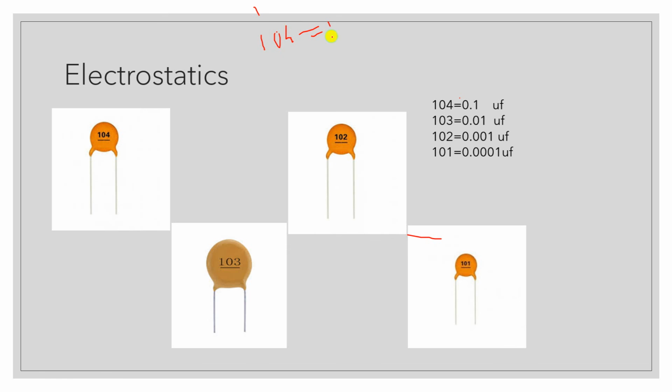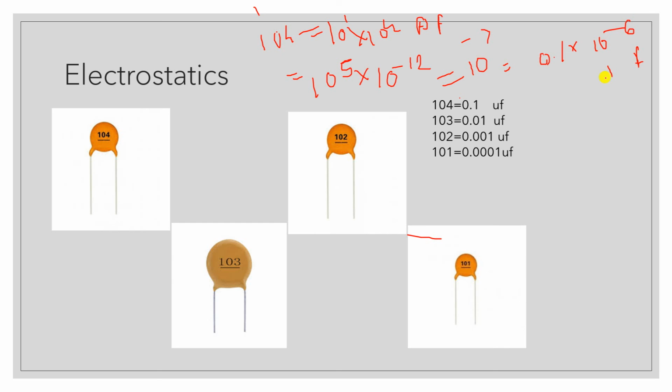104 means what? It is 10 into 10 raised to 4 picofarad. Here it is 1 and this is 4. So 10 raised to 1 plus 4, it is 10 raised to 5, multiplied by 10 raised to minus 12 because it is picofarad. The base is the same, so the powers are added, and it is 10 raised to minus 7. If we rearrange this term, it is 0.1 into 10 raised to minus 6 farad, so this is a microfarad. That means it is 0.1 microfarad. This is the answer.